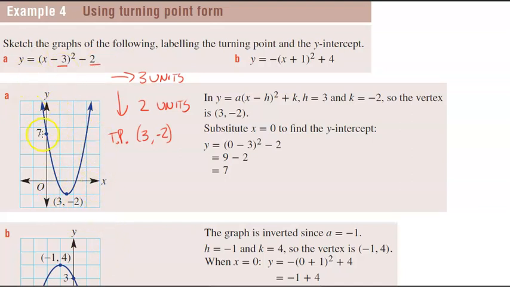Where the y-intercept occurs, so where the graph hits the y-axis, we're going to substitute x equals 0 into there. By substituting this in, you end up getting (0 minus 3) all squared, which is (-3) all squared, 9, and 9 minus 2, excuse me, gives me 7. So this point right here, the y-intercept, is (0, 7).